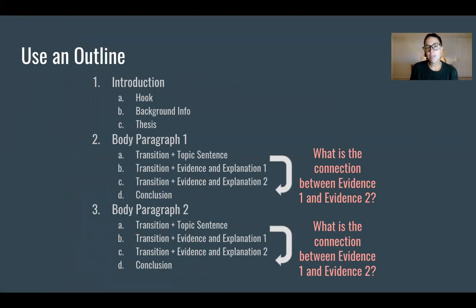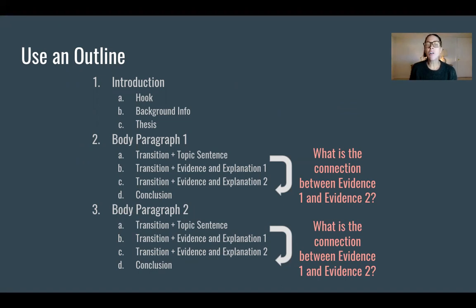Now, we also want to use the outline to be able to think critically about the evidence that we provide. So what is the connection between evidence 1 and 2? Why did I put this one first? Is there a strong connection here? Is it clear for the reader? And to make sure that we're not just throwing in random information. Otherwise, that's going to seem very disjointed.